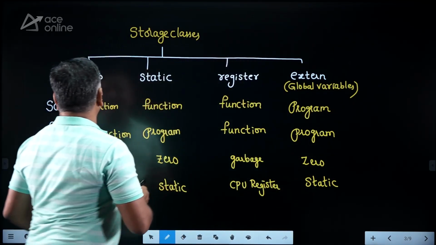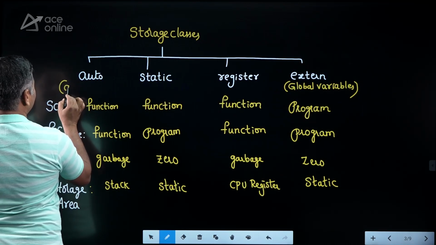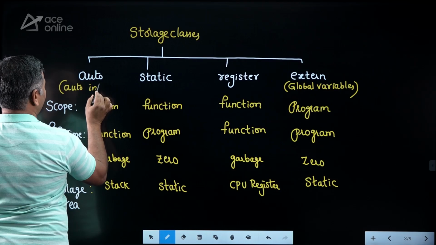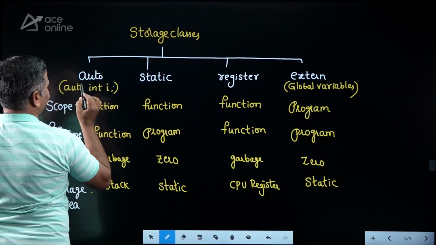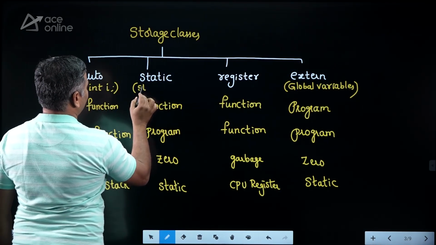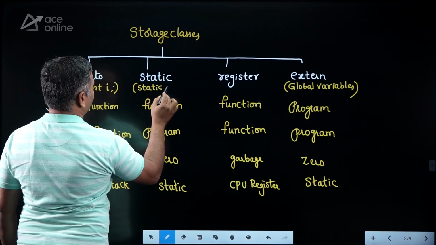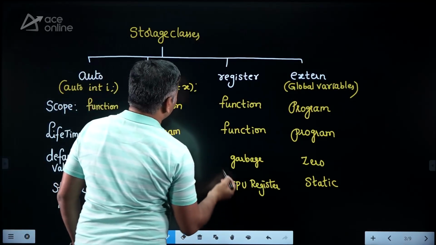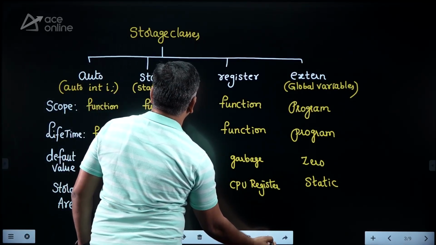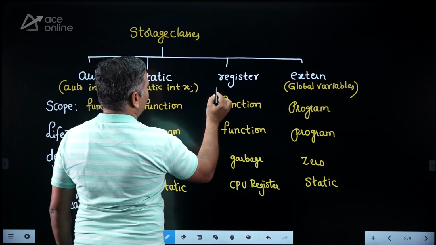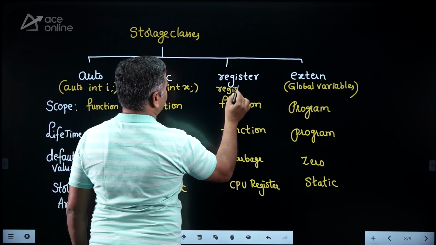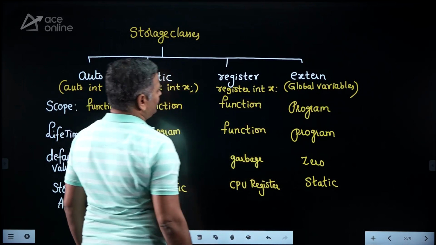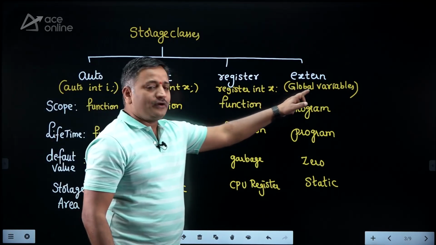First, let me write the syntax for each and every variable also. Auto variable, generally we use syntax like this: auto, then data type, suppose integer, and variable declaration. Similarly, a static variable we can declare like this by using the keyword static int x. A register variable we can declare in this way: register int x. Global variables will be declared on top of all function blocks.